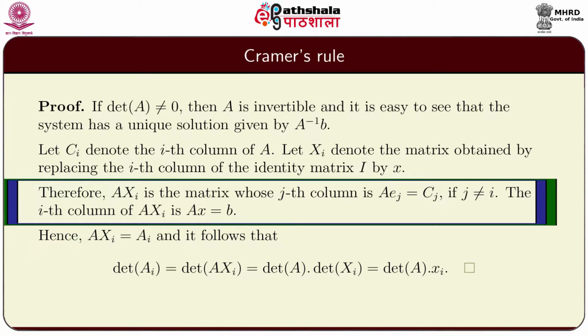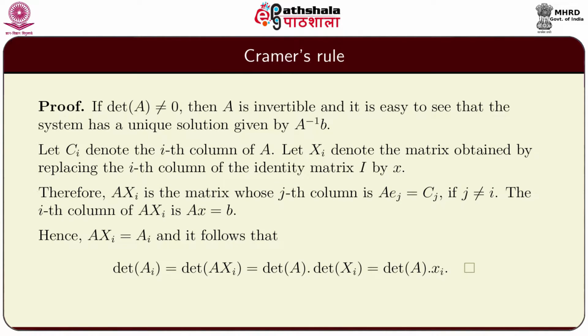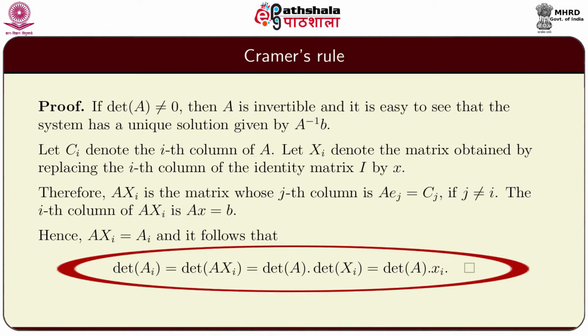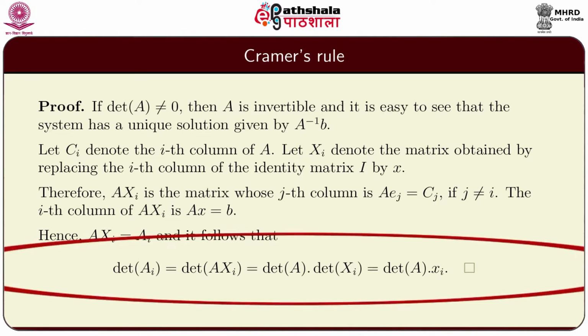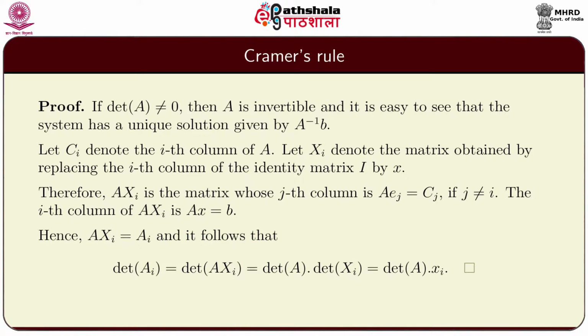Then A X_i is the matrix whose jth column is A e_j, but that is C_j, the jth column of A, if j is not i, and the ith column of A X_i would be Ax, that is B. Therefore, this matrix A X_i is precisely the matrix A_i, and it follows that determinant of A_i, that is determinant of A X_i, that is determinant of A times determinant of X_i, and that is equal to determinant of A times x_i.